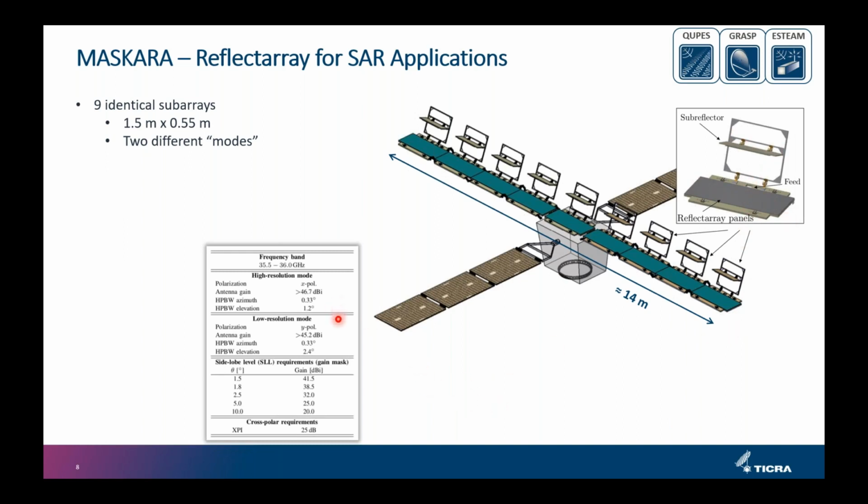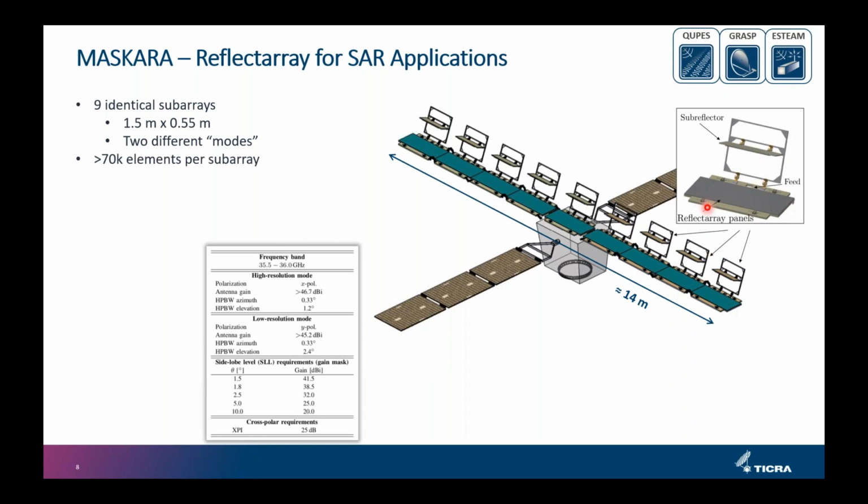It has 2 separate modes, as they call them. It has a high resolution mode where they want 1.2 degrees. So that's the X polarization, and in the Y polarization, they want 2.4 degrees as a half power beam width. So different beam width in the 2 polarizations.